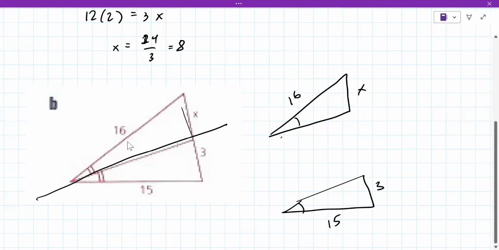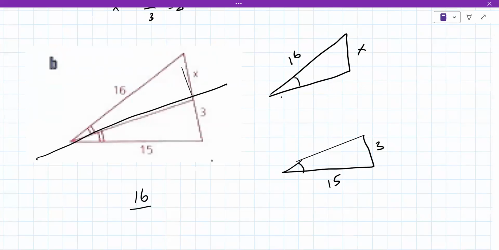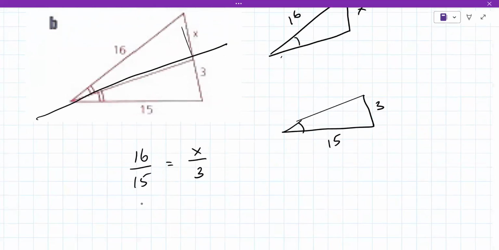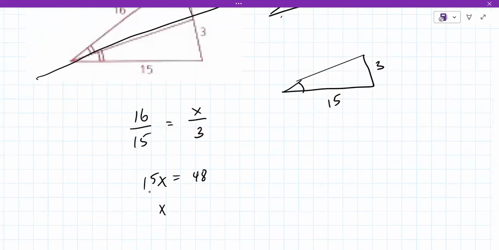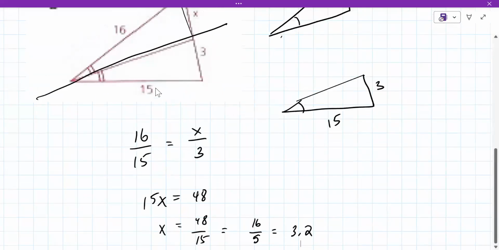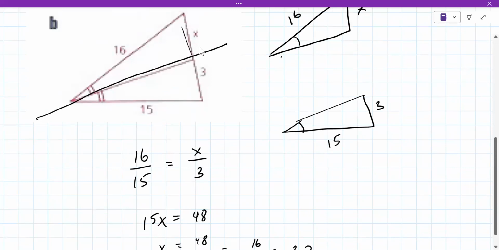What I think though is the 16 goes with the 15 and the x goes with the x plus 3. Let's try it and see if that gives reasonable answers. It does, kind of. So if you cross multiply here, you get 15x equals 48. X equals 48 divided by 15. They're both divisible by 3. 16 over 5 or 3.2, which I think is reasonable. If the 16 is a little bit longer than the 15, the x is probably a little bit longer than the 3. That looks okay to me.